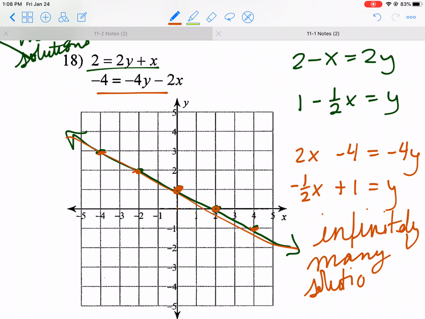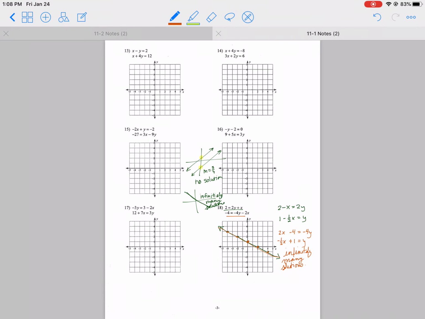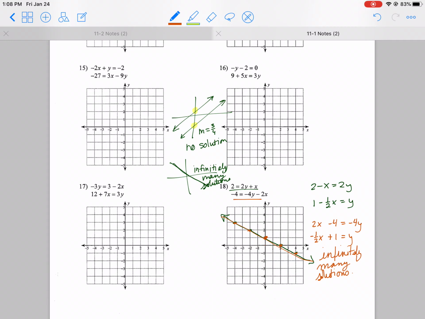Okay, there were 6 homework problems associated with this one, 11-1. Those are attached here in Canvas as well, and I think you should be able to have success with that.